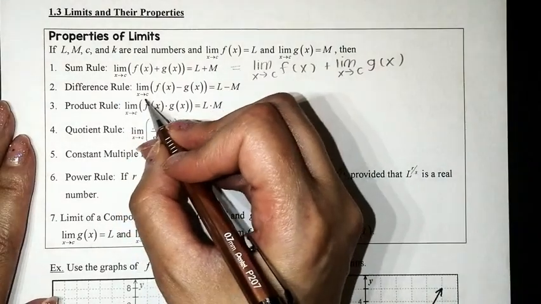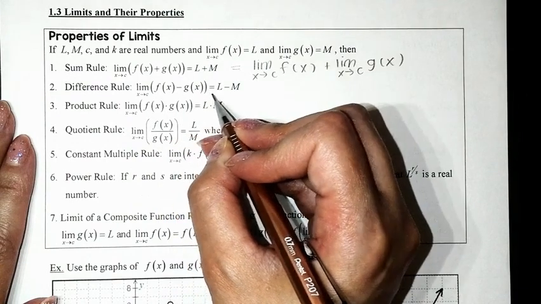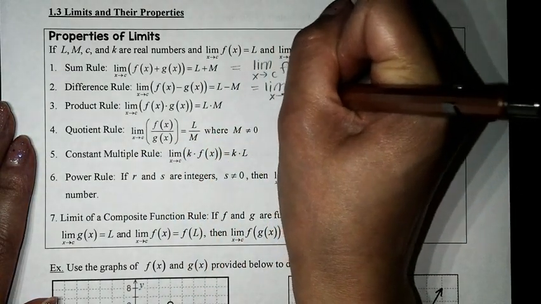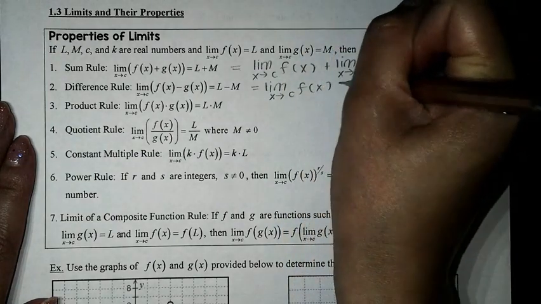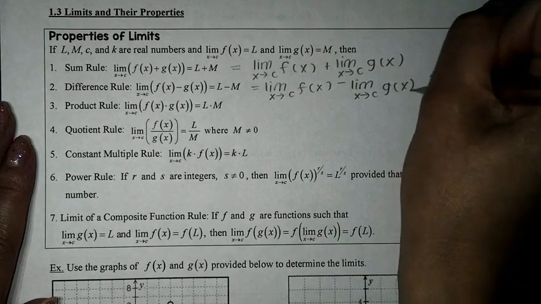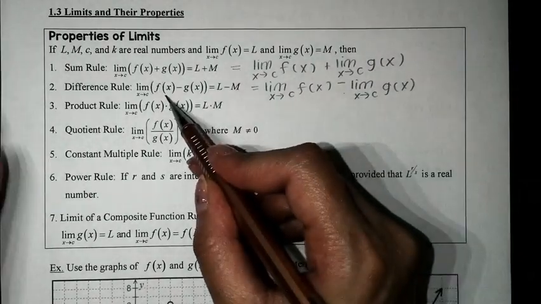Similarly, the difference rule tells you that the limit as x approaches c of f(x) minus g(x) is equal to L minus M. This is the same as saying the limit as x approaches c of f(x) minus the limit as x approaches c of g(x). Okay? So either way would work.